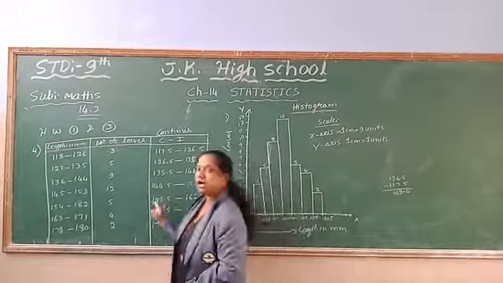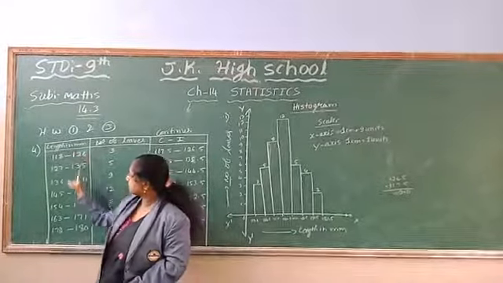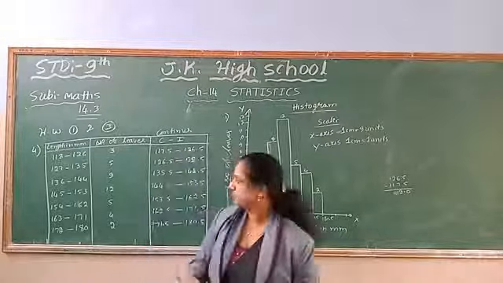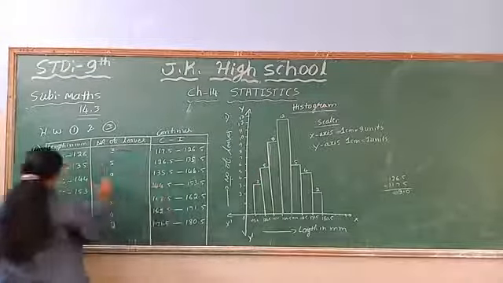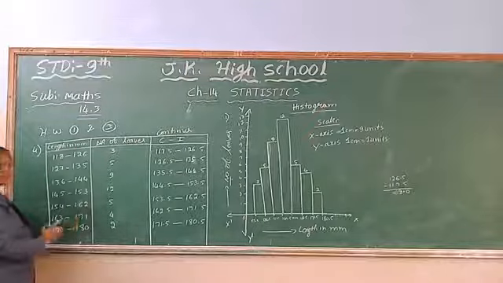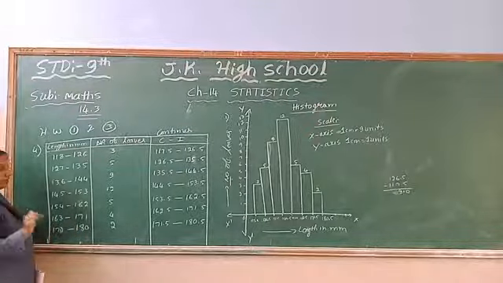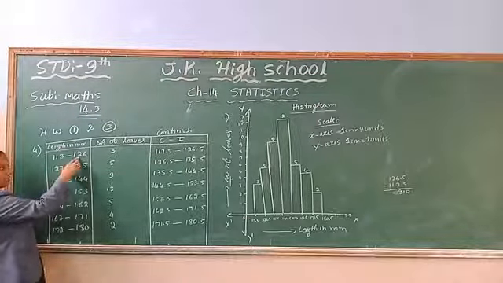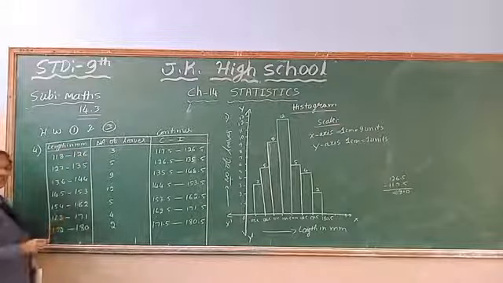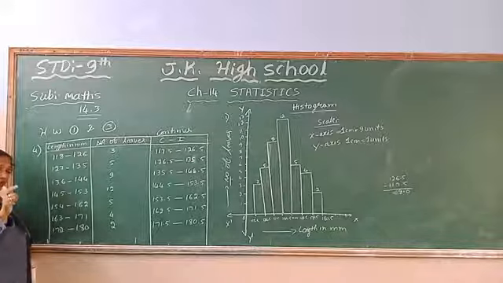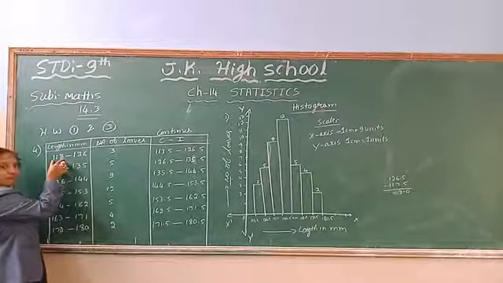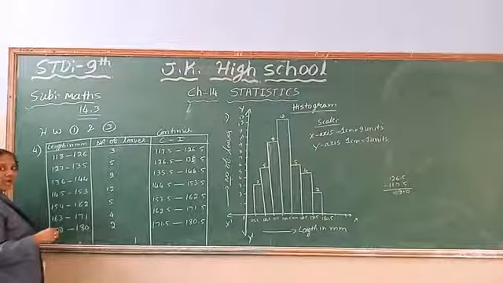But when you have to plot the histogram, you have to observe the class intervals. The class intervals should be continuous when you are plotting the histogram. Check the class intervals once: these upper limits and lower limits are not continuous. See here 126, here 127, so the difference between these two is 1. 127 minus 126 is 1. Dividing by 2, 0.5 becomes the correction factor. So I am going to subtract 0.5 from the lower limit and add 0.5 to the upper limit.